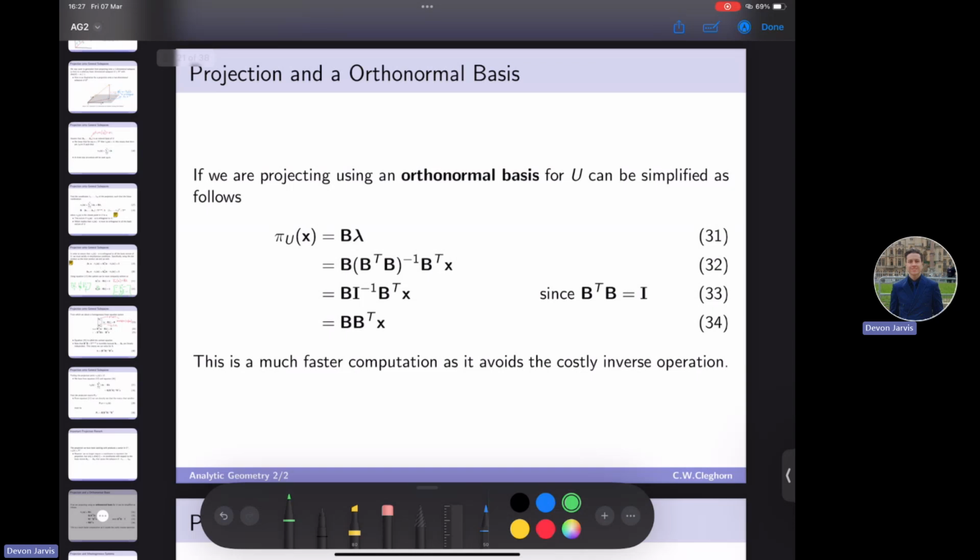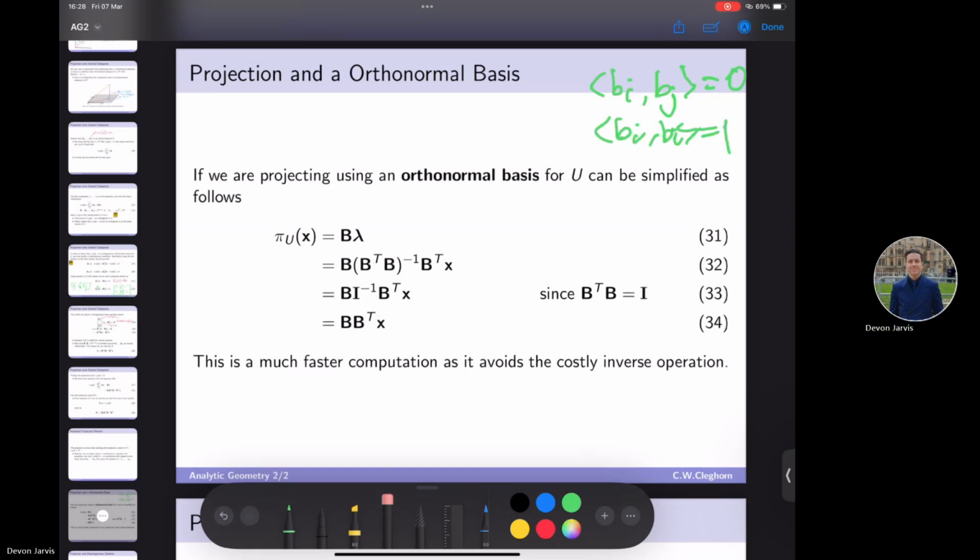So if we're projecting onto an orthogonal basis for U, this can be simplified as follows. And this is one of the reasons why we like orthogonal bases, orthonormal bases. Again, orthonormal basis: each basis vector is orthogonal to all of the others, and its own norm is equal to 1. The inner product of b_i and b_j is equal to 0, and the inner product of b_i with itself is equal to 1.